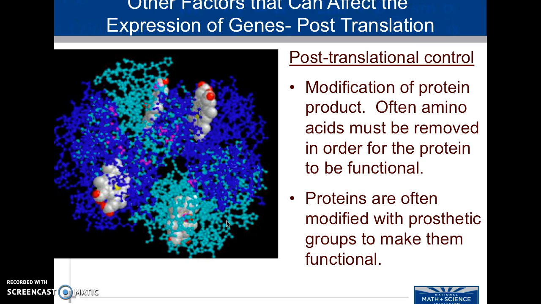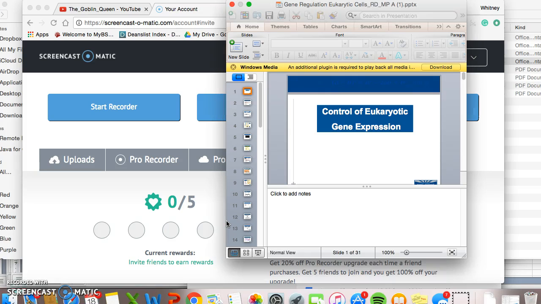Other factors that can impact the expression of genes: the modification of protein products. Often amino acids have to be removed in order for the protein to be functional. Proteins are often modified with prosthetic groups to make them functional. And so the purpose of the mRNA ends up being done at a certain point. And that is it for control of prokaryotic and eukaryotic genes.